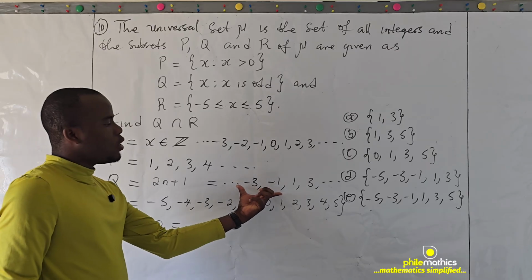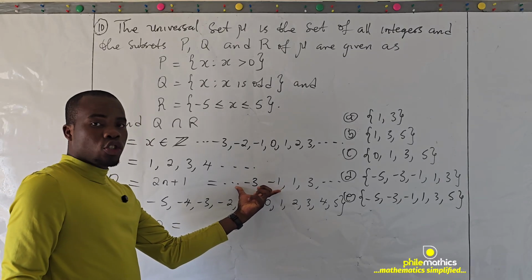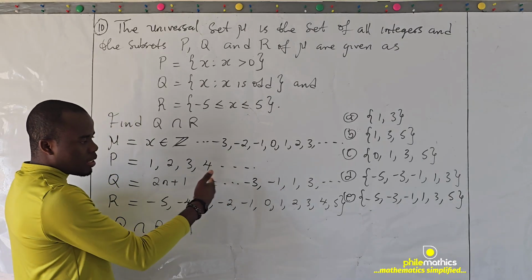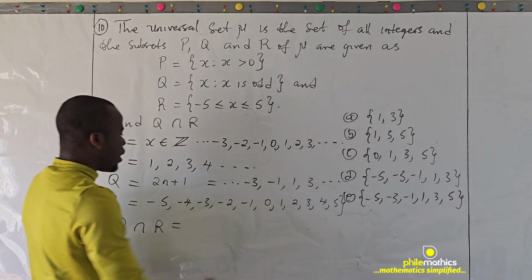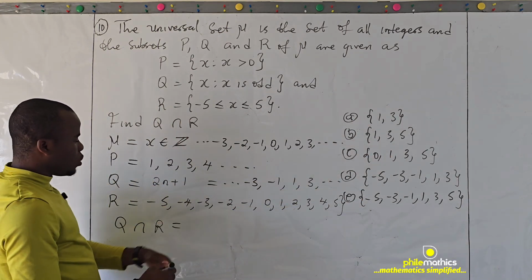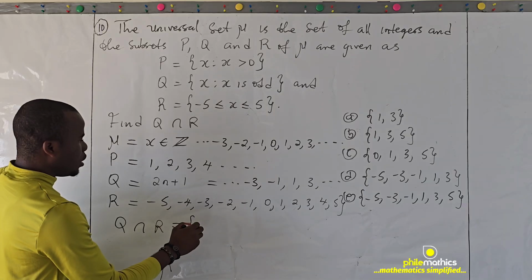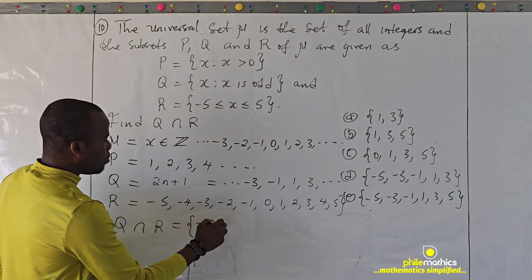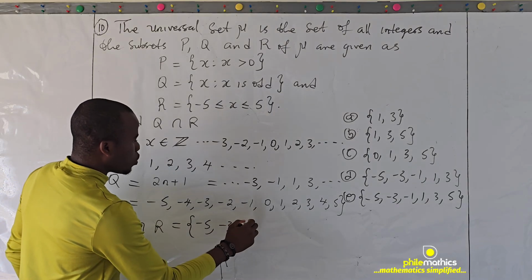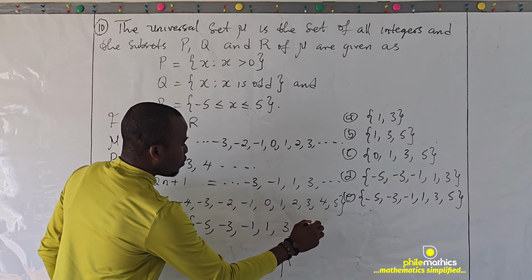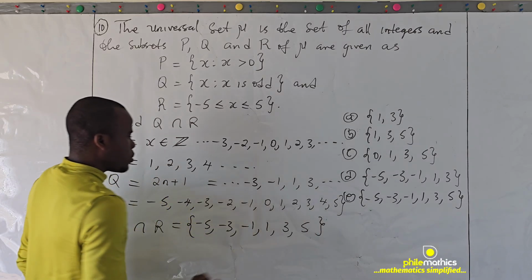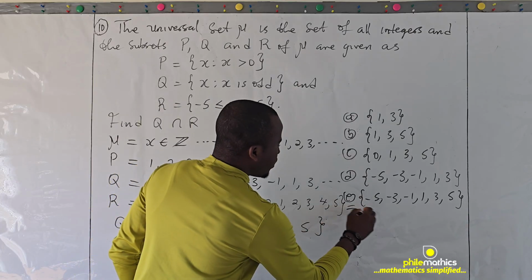Remember, this list is unending as long as it's odd. There's -5, there's -7, there's -9, and so on. And there's 5, 7, 9. And so if you look at this and this, you agree with me that you will see -5, -3, -1, you see 1, you see 3, you see 5, and that's all. So the correct answer is E.